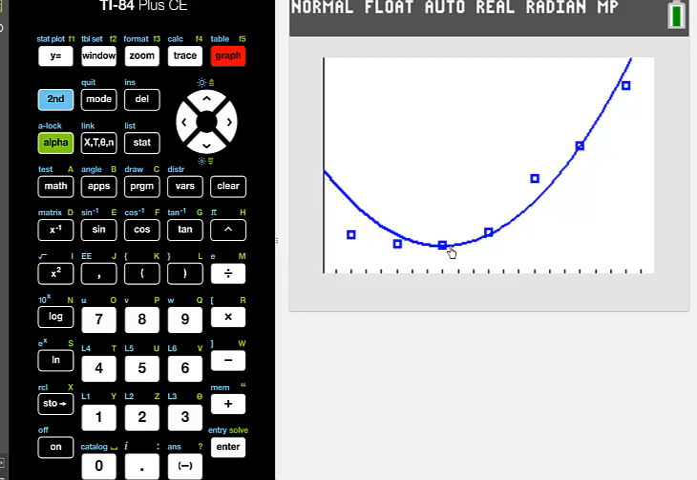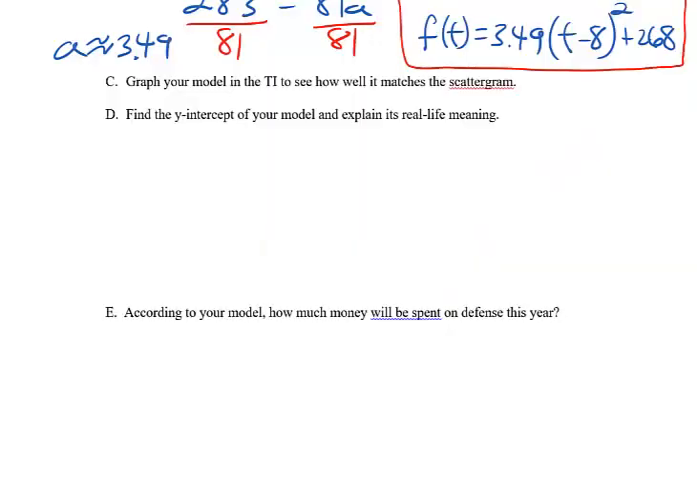And that did about what I figured it would do. You can see it goes right through that vertex. It goes right through that sixth point. It comes pretty close to all of the points. Maybe a little bit too far away from this guy here, but still a reasonable job of describing the overall data. Let's wrap this up by using this model now to answer a couple of questions.